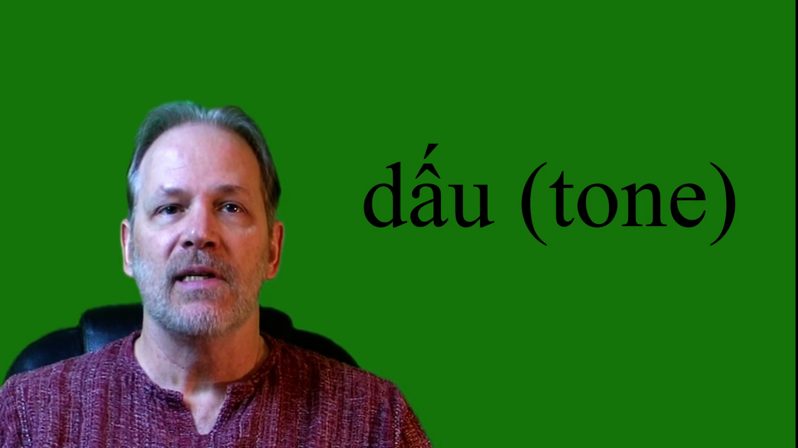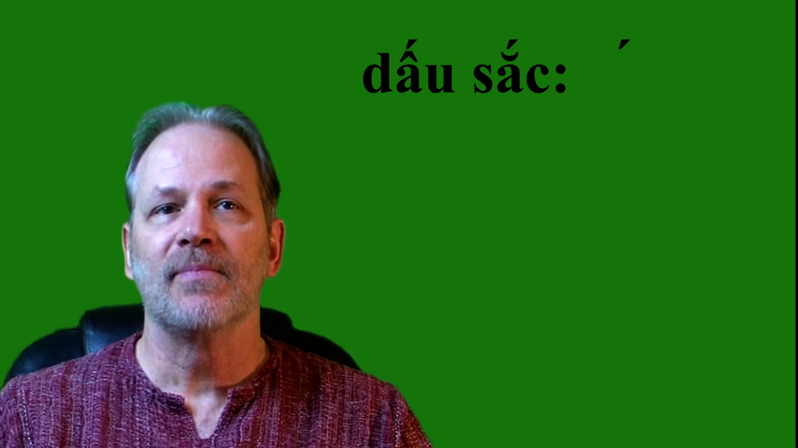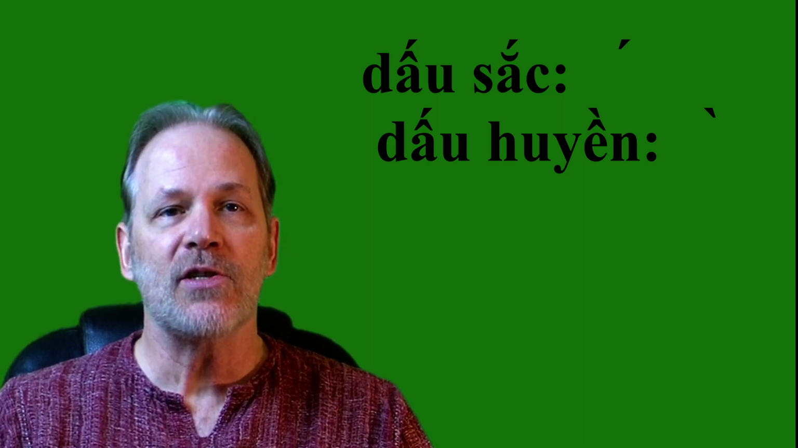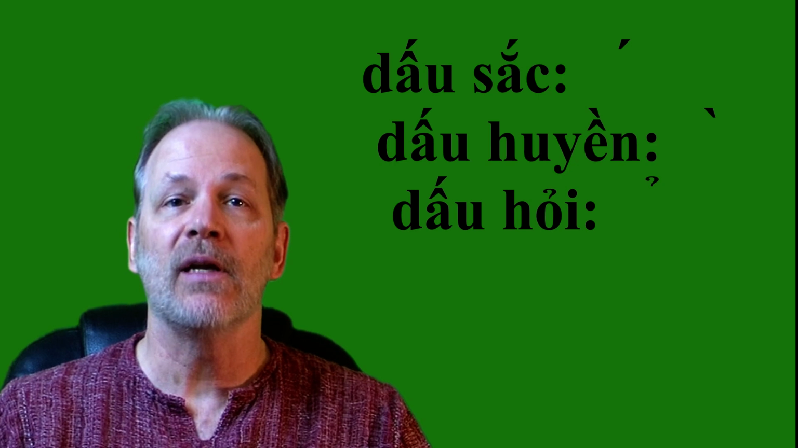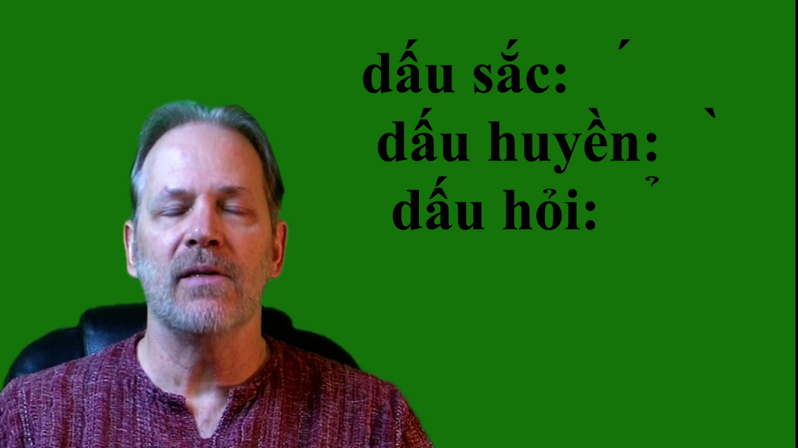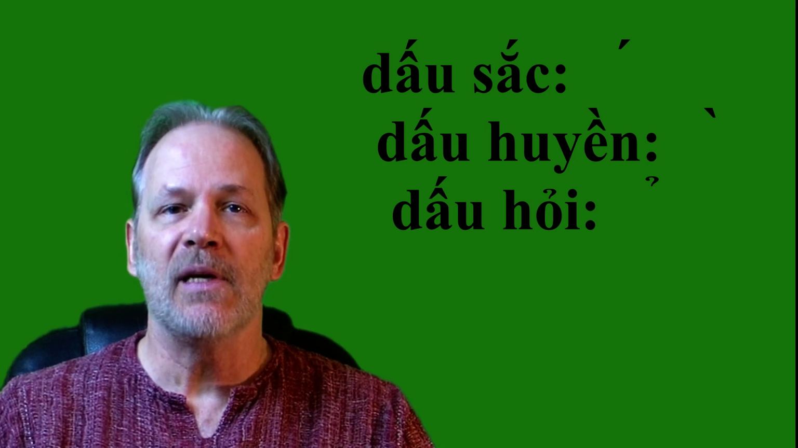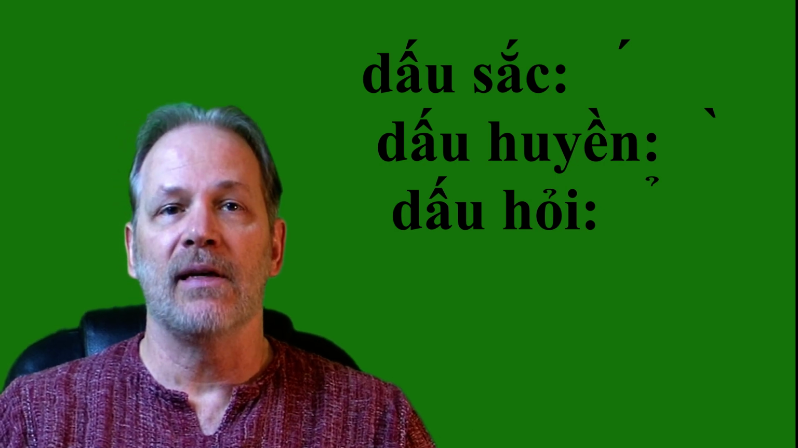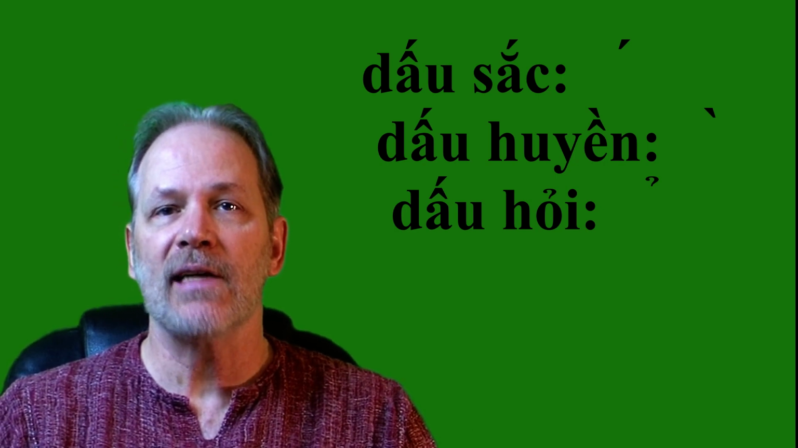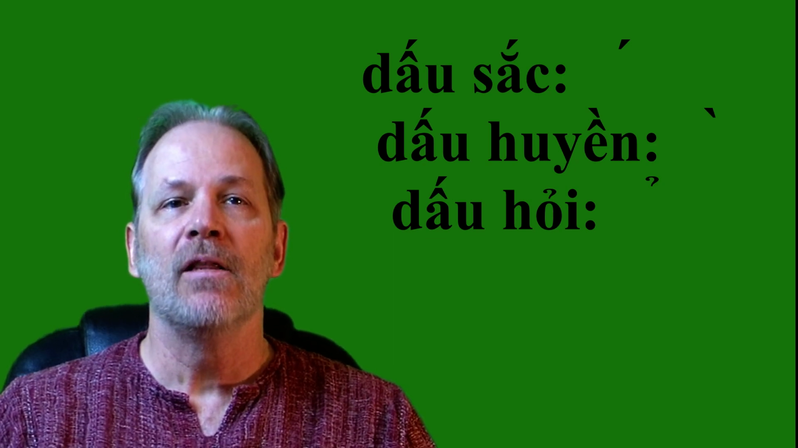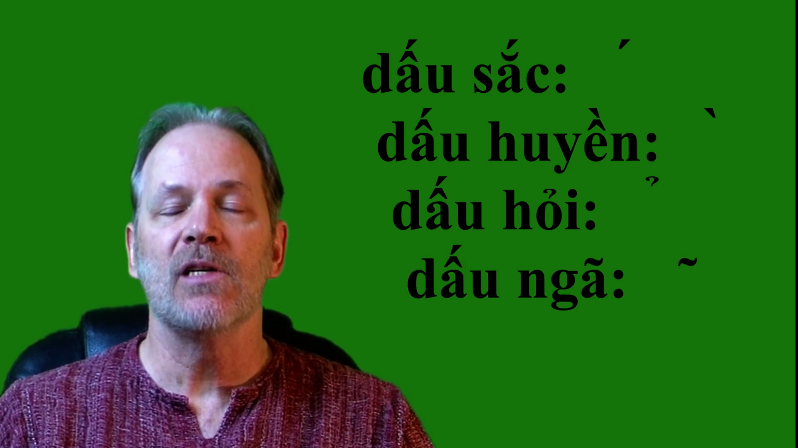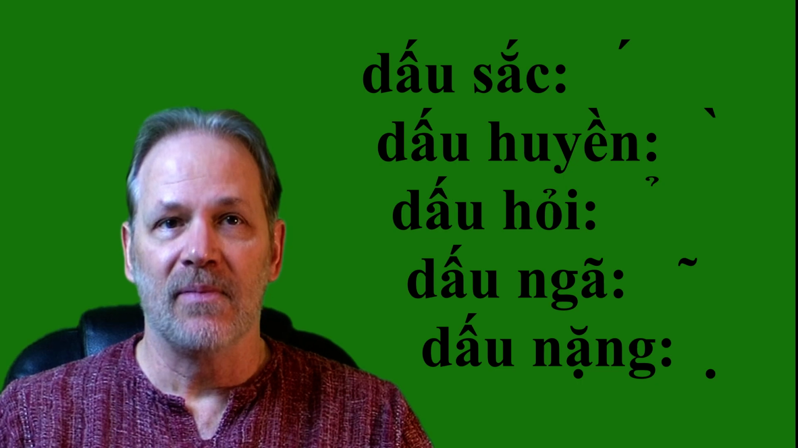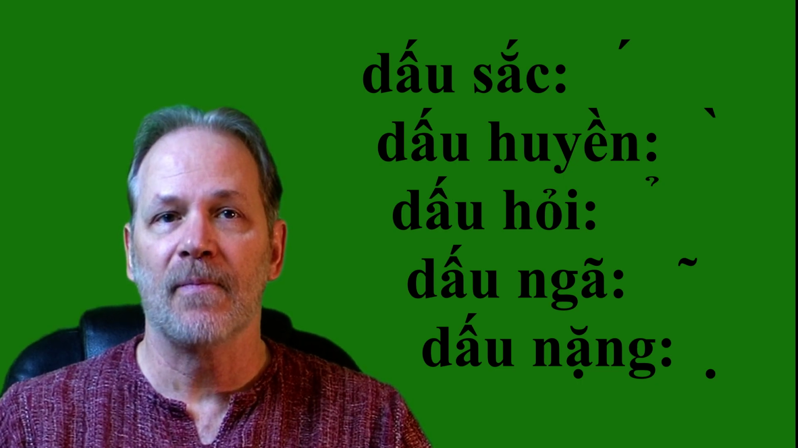The upward tone, zao sak, is written like this. The downward tone, zao huyen, is written like this. The question mark tone, zao hỏi, is written like this. Actually, the word hỏi means to ask, and zao hỏi means a question mark. So it makes sense that this tone mark looks like a question mark without the dot under it. And when pronounced, it sounds like you're asking a question. Hỏi. The broken tone, zao ngã, is written like this. It's a tilde in English. The dot tone, zao nang, is written like this.